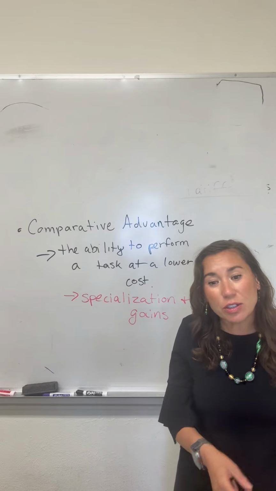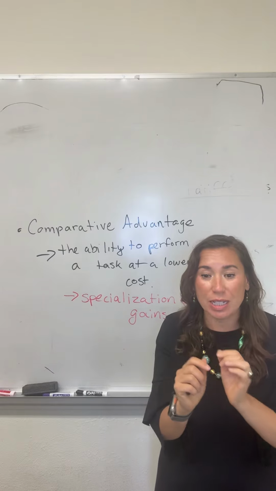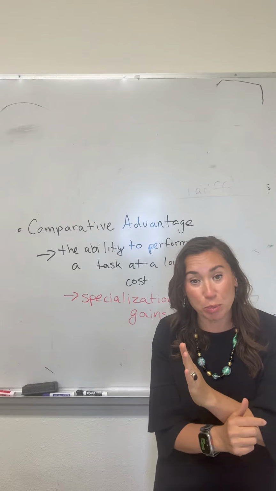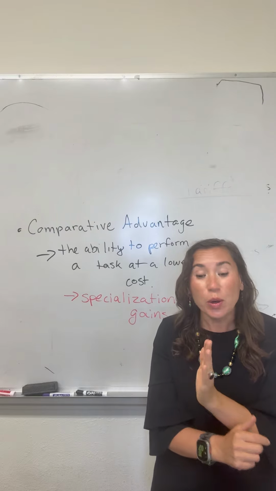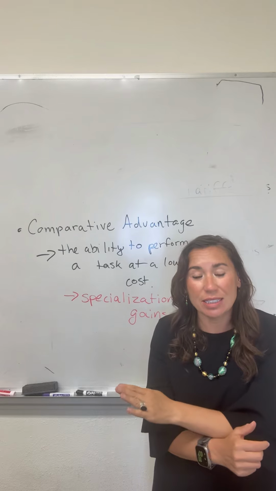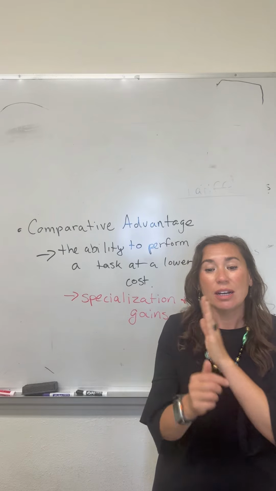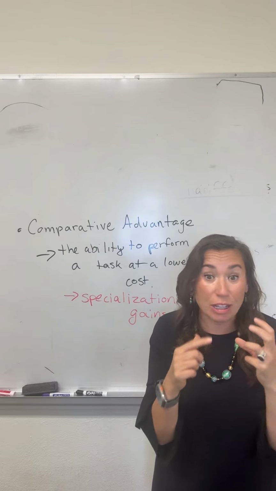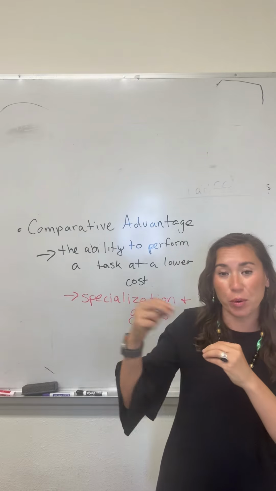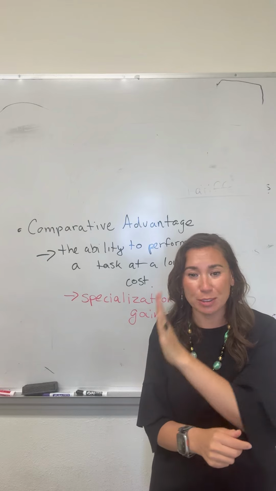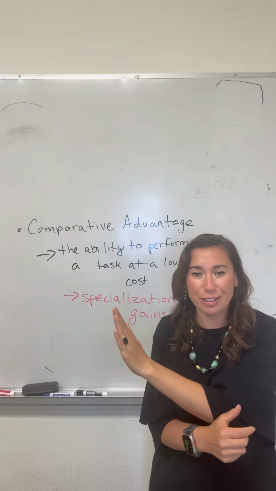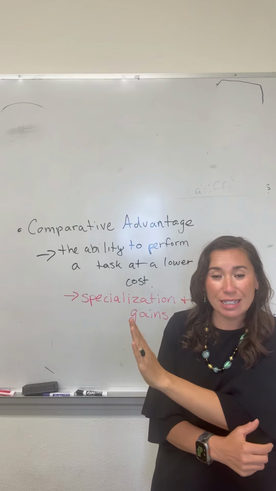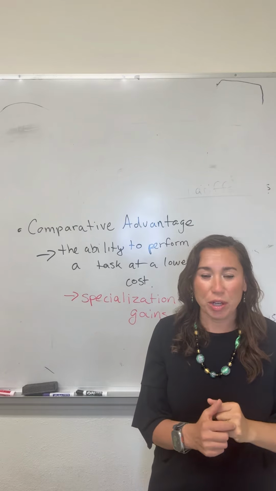Now, to be clear, the order of dominoes is different opportunity costs lead to a comparative advantage at producing one thing over the other, which then incentivizes specialization in the thing that you have a comparative advantage in, and therefore gains from trade. So opportunity cost leads to a comparative advantage, leads to the incentive to spend your resources producing what you have a comparative advantage in, and that leads to gains from trade.